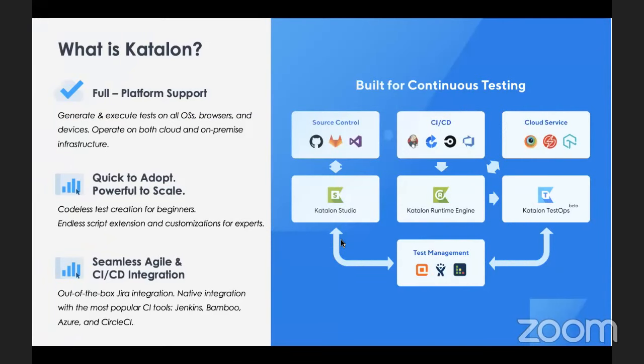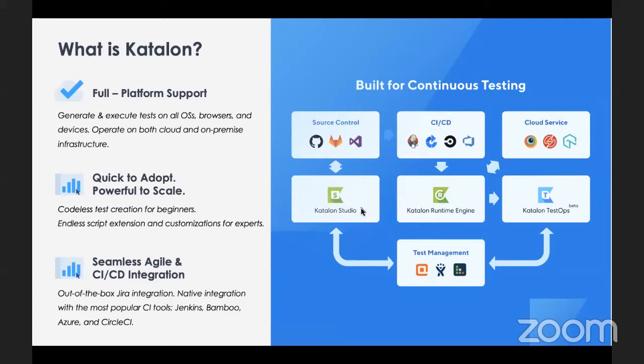With Katalon, we are not only an automation testing tool, but an automation testing solution. We have integrations with all the tools in the development pipeline to build a continuous testing solution. Katalon Studio is a tool to generate the tests, and we have integration with source control like GitHub and TFS. We also have integration with test management tools like Jira, TestRail, and qTest.